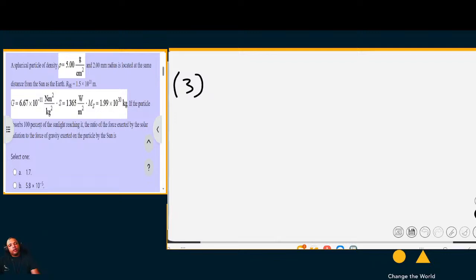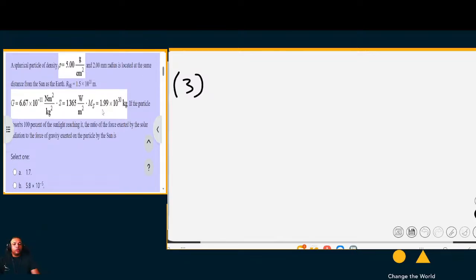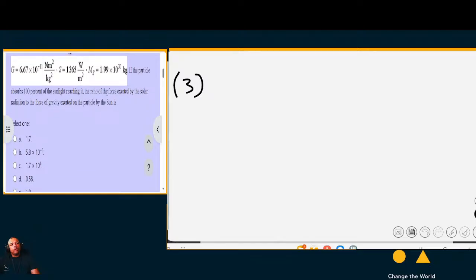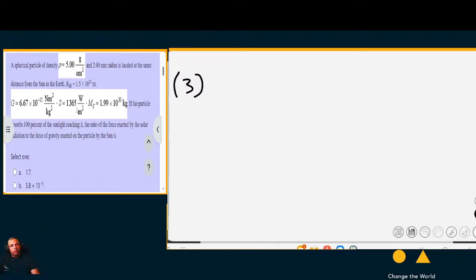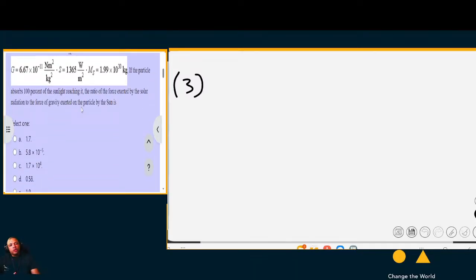Now if the particle absorbs 100% of the sunlight reaching it, the ratio of the force exerted by the solar radiation to the force of gravity exerted on the particle by the sun is, so we need to calculate the ratio of the force of solar radiation to the force of gravity. Before we can do the ratio of the forces, let's just calculate the forces first.